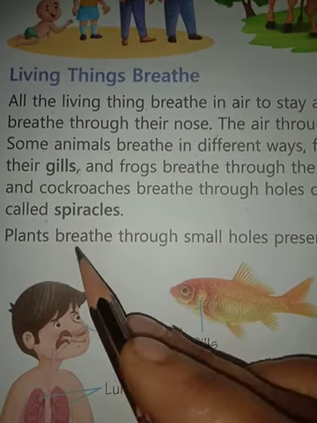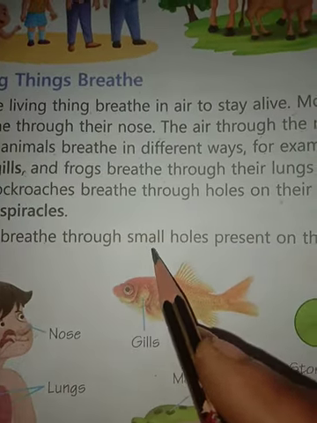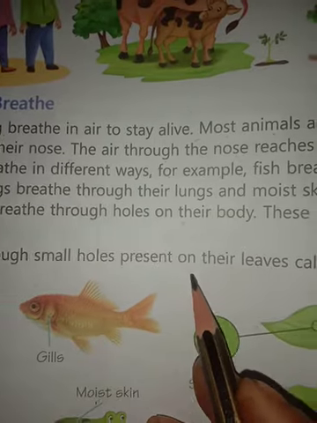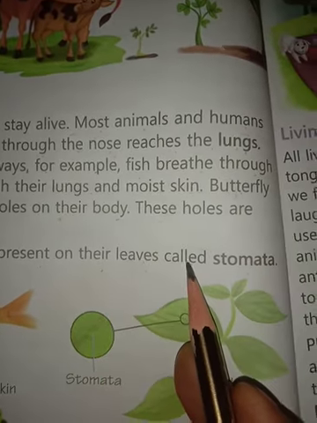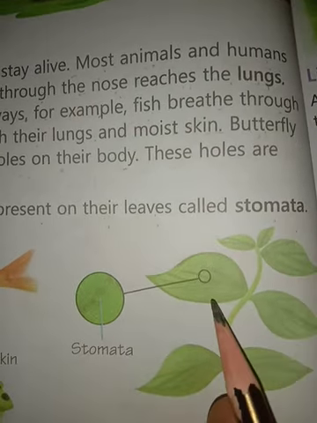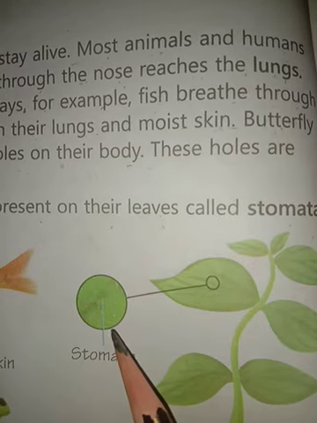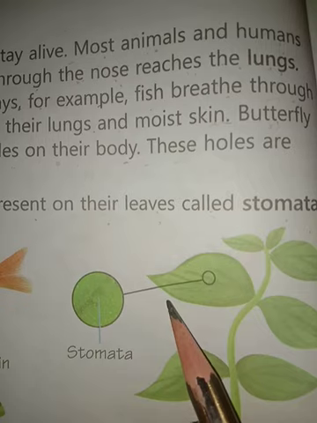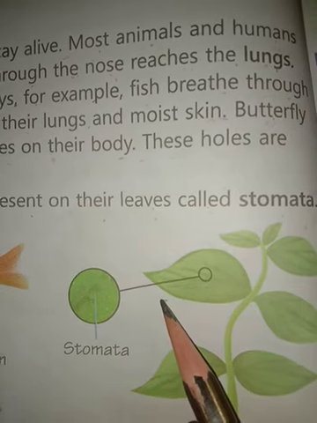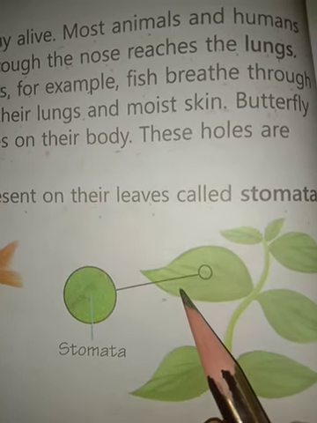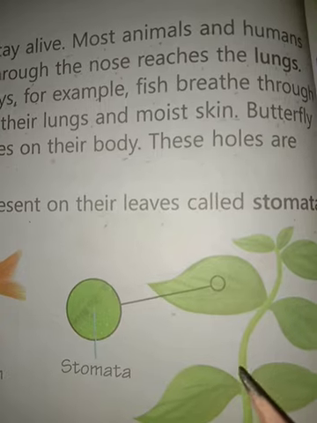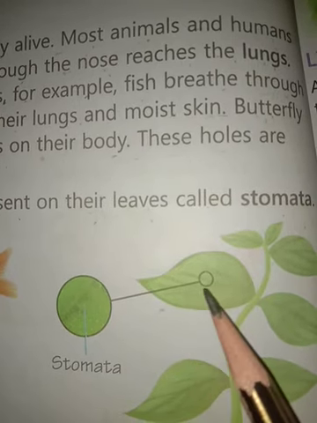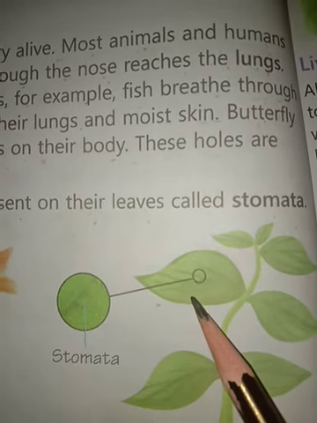Now, plants breathe through small holes present on their leaves called stomata. So student, a stoma is a pore opening on the surface of the leaves. So plants breathe through stomata. This is a stomata of a leaf.